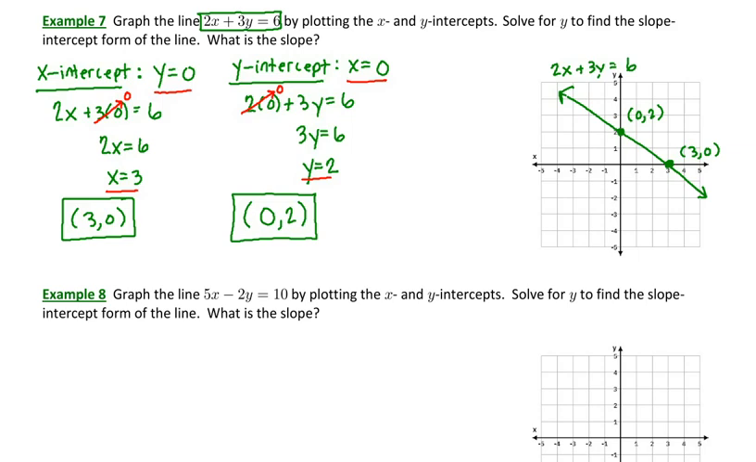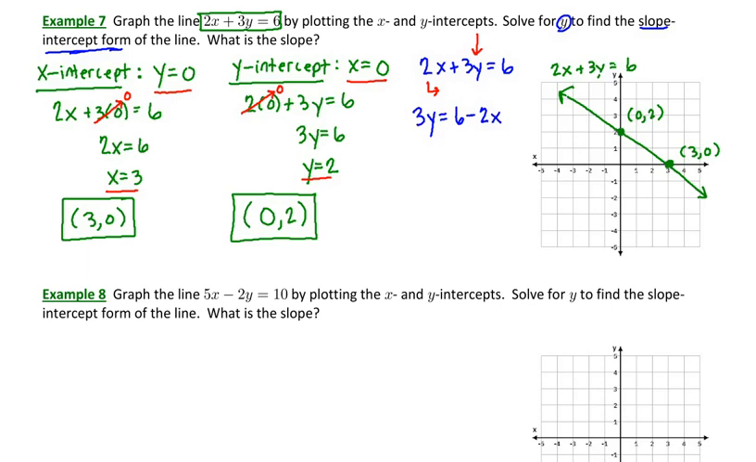Now we have a little bit more to talk about here. Remember, the problem asked us to solve for y to find the slope-intercept form. So we had general form. General form was 2x plus 3y equals 6, and we want to rewrite it in slope-intercept form. Anytime you want slope-intercept form, the procedure is simply to solve for y. So I'm going to subtract 2x from both sides. This gives us 3y equals 6 minus 2x.